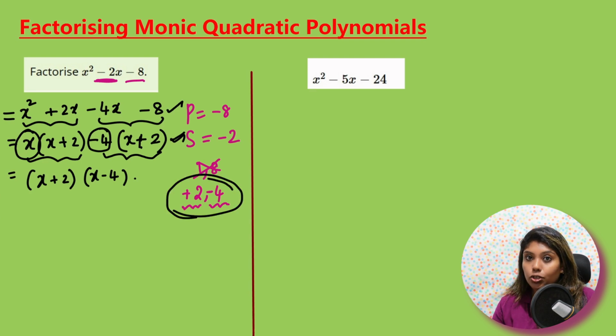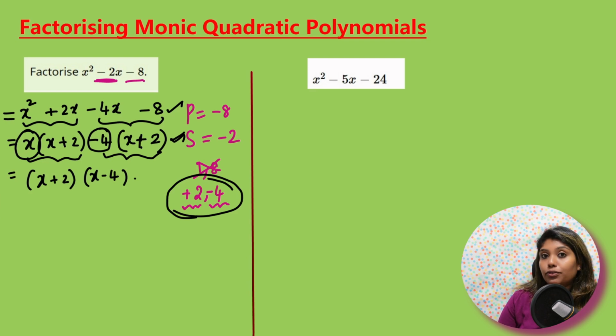In order to solve this in a much simpler way, because it is a monic quadratic polynomial, you can actually use this pair of numbers that you have found and put it into factor format directly. So you can see I have got plus 2 here, so I can use that as x plus 2, and then -4, I can use it as x minus 4. But this will work only for monic quadratic polynomials. This will not work for non-monic quadratic polynomials.